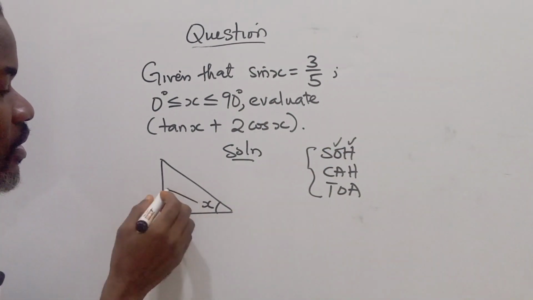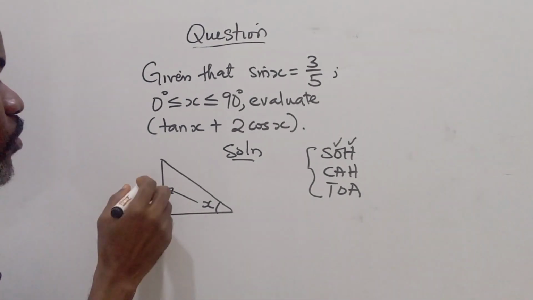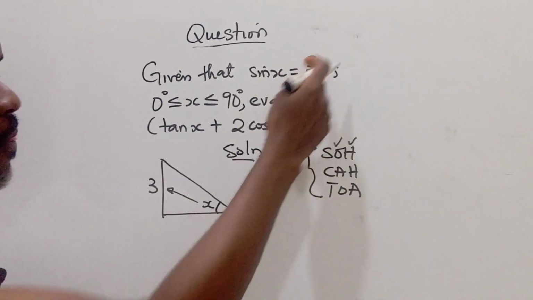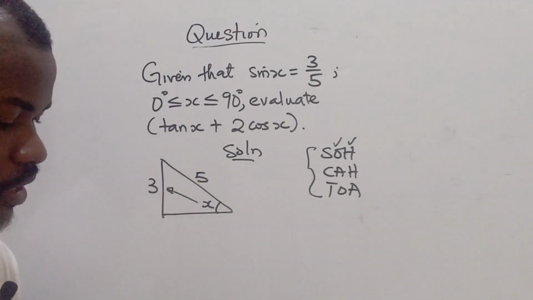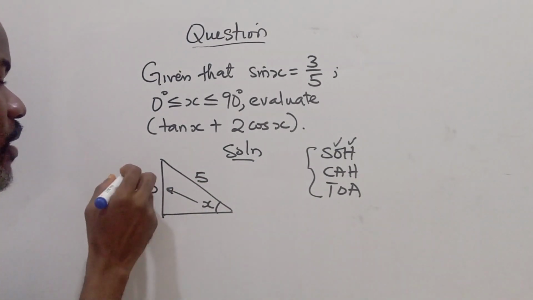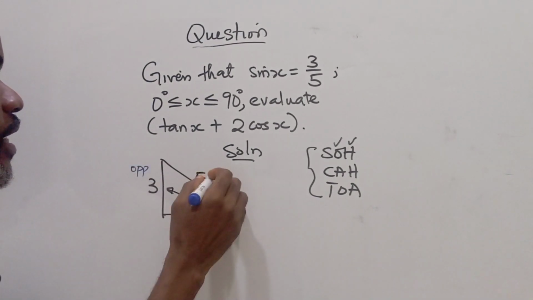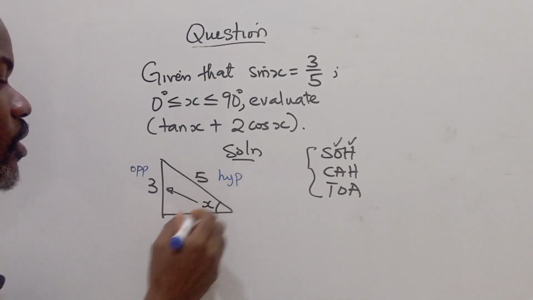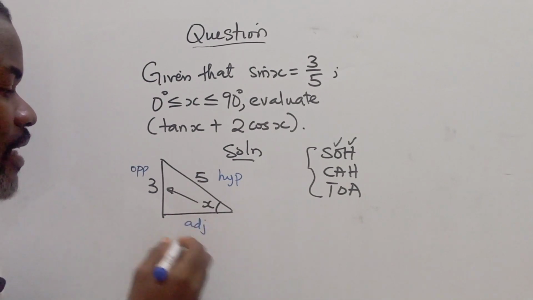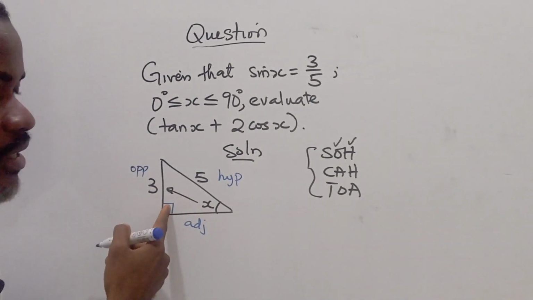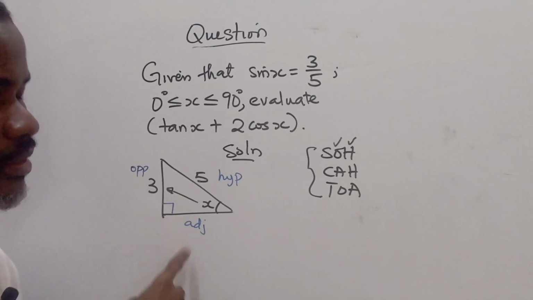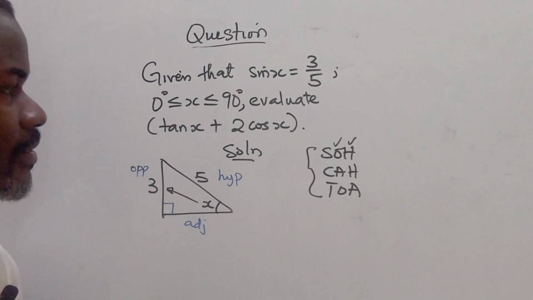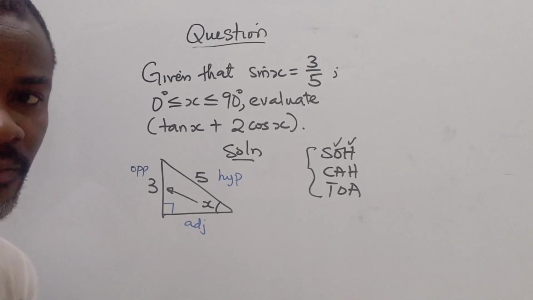So the opposite to this x is 3, and the hypotenuse is 5. For the sake of clarity, let me just label it. This is the opposite and this is the hypotenuse. So we don't have the adjacent side. Remember, this is the right angle triangle, so this is 90 degrees. So we don't have the adjacent.